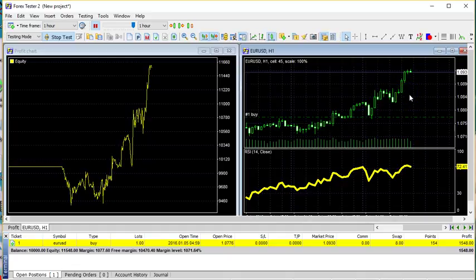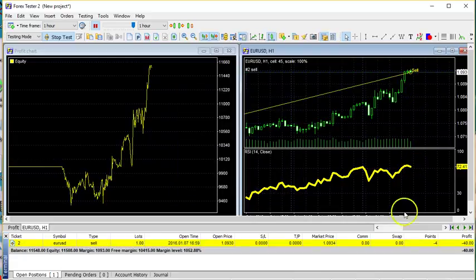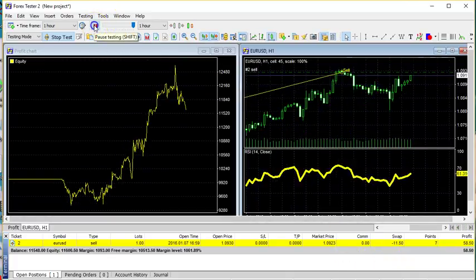I'm going to press Control C to close it out. I got me a $1,500 profit. Now I'm going to press Control S to sell it, and I'm going to let it run. I'm going to see if it's going to make another profit.